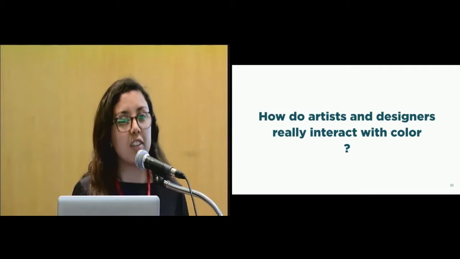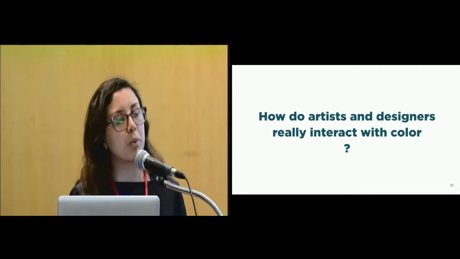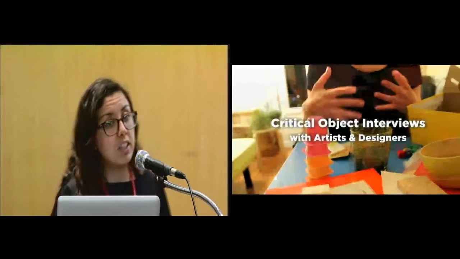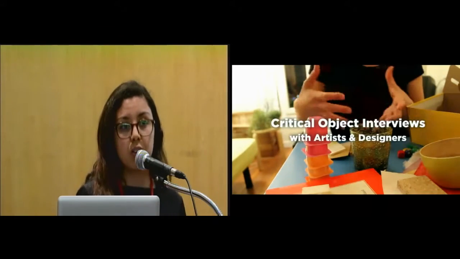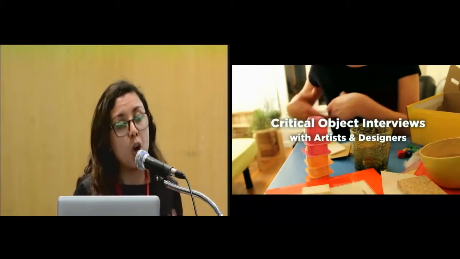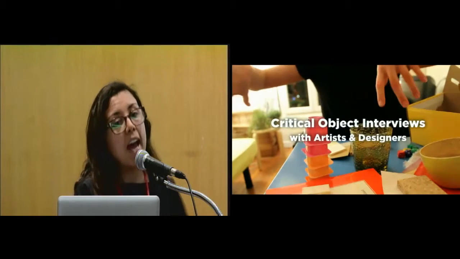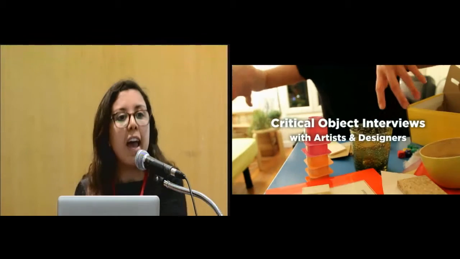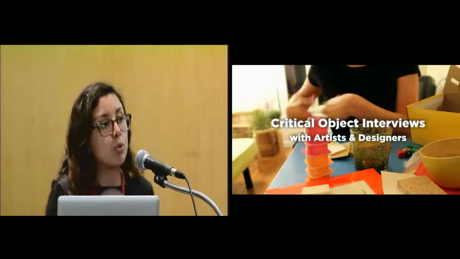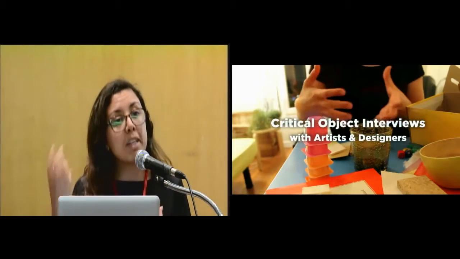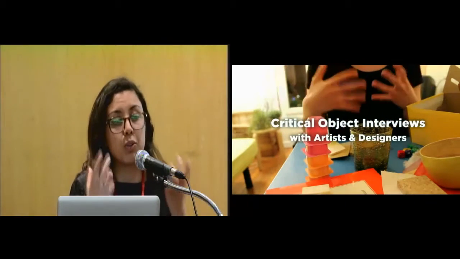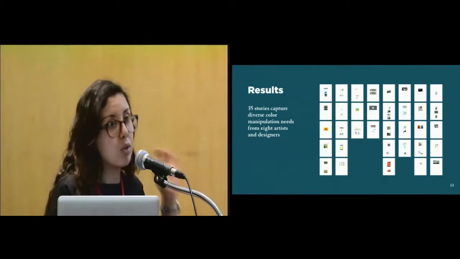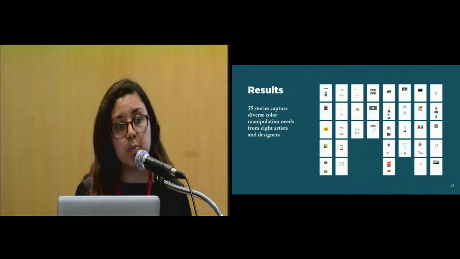So how do artists and designers really interact with color? We conducted a set of critical object interviews with a group of artists and designers where we went to their homes, offices and studios, and we asked them to actually show us color objects they have worked on, and for each object we asked them to explain in details the color manipulation process that led them to create this particular object. From these interviews, we extracted 35 color manipulation stories.